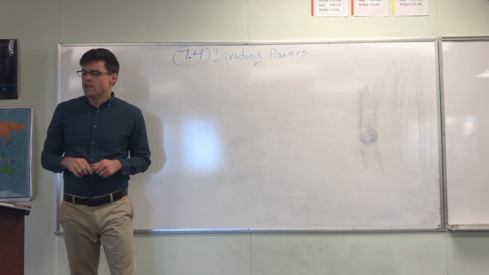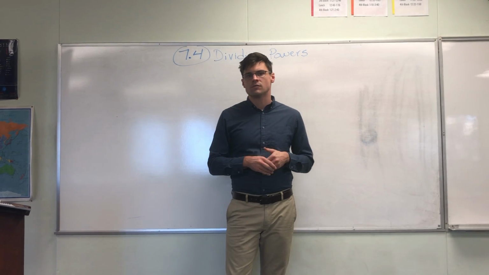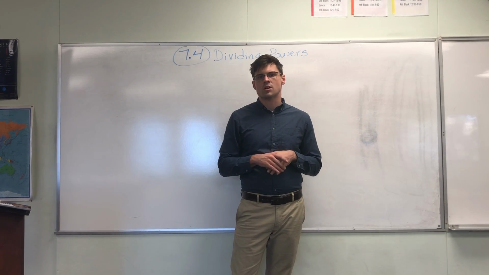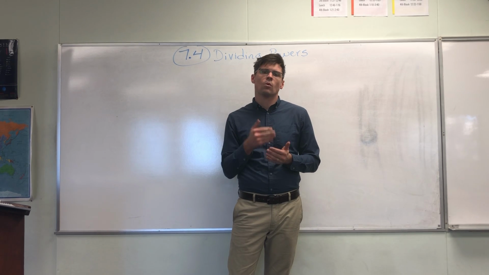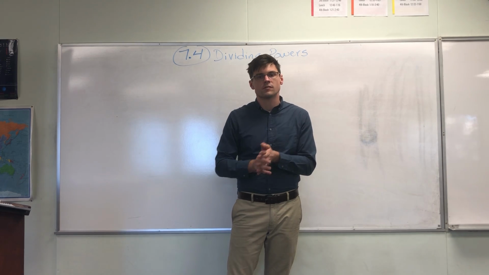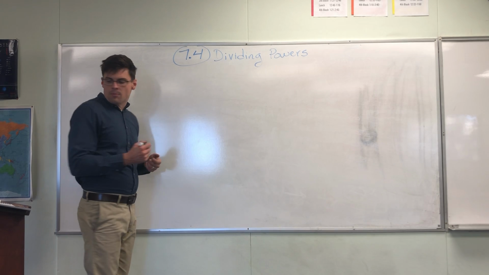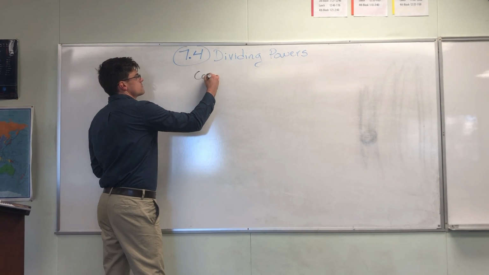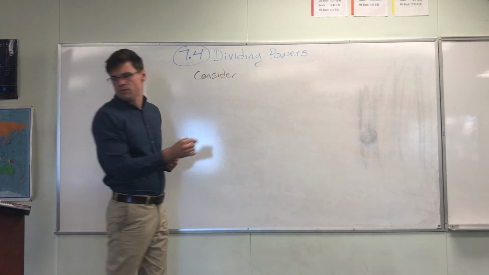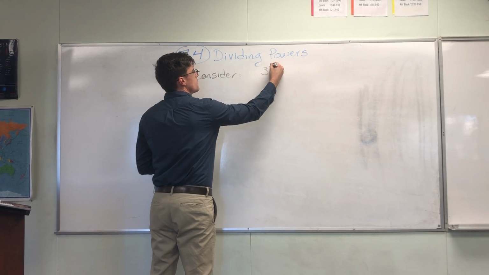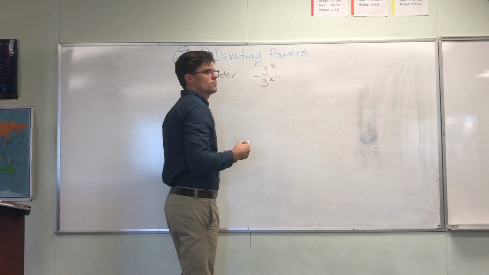So just like yesterday, I'm going to show you how we can simplify a division problem where we're dividing two exponential expressions by expanding the expression. Then we'll see a shortcut, and then we'll apply that shortcut to solve a series of examples. So let's start out by considering 3 to the power of 5 divided by 3 to the power of 2.